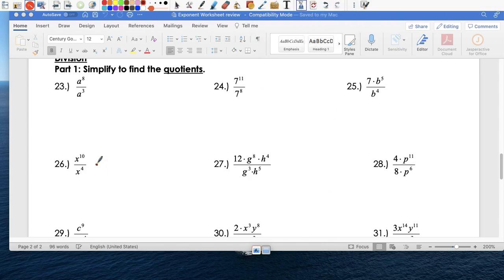26, I'm no longer going to do the expanded form, but there are 10 x's on the top and 4 x's at the bottom. I'm going to have leftovers on the top. How many? 6. 28, 4 over 4, 4 over 8. Think about the fraction 4 over 8, and if you simplify it, that becomes 1 over 2. So let's do that first. P to the 11th and P to the 6th, well, there's 5 more P's on the top, so let's clean it up. I don't have to write 1p to the 5th power. I'm just going to write p to the 5th power over 2. That's my final answer.